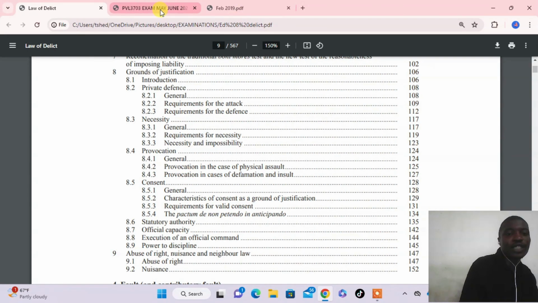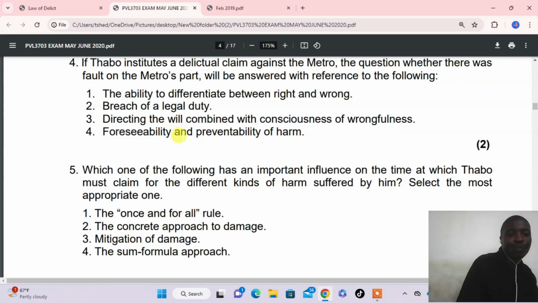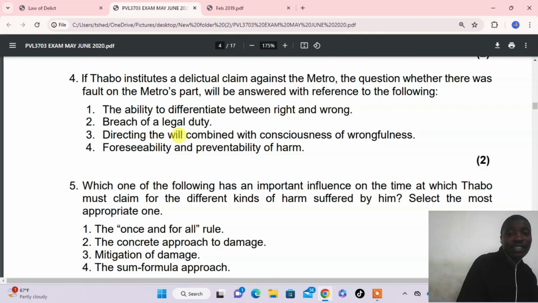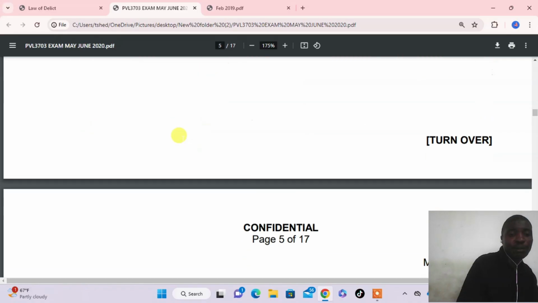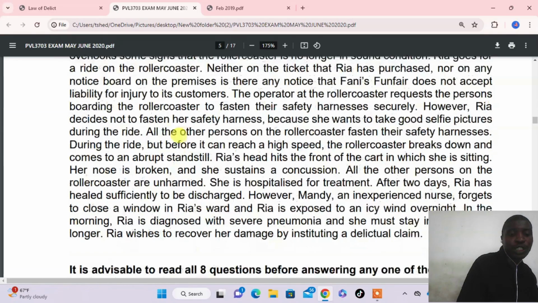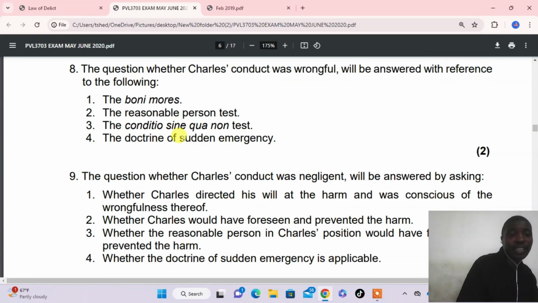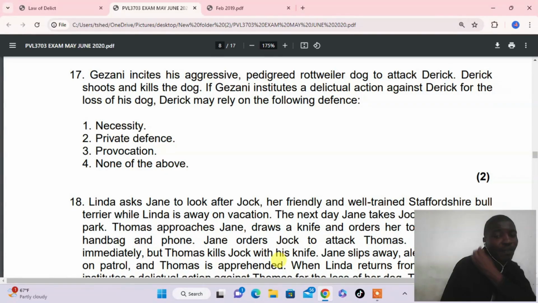So let's go and check some of the questions that we can deal with. Here I've already answered. Let's go down to the questions that we're dealing with in order for us to understand. Questions on private defense, and let's see if you know.